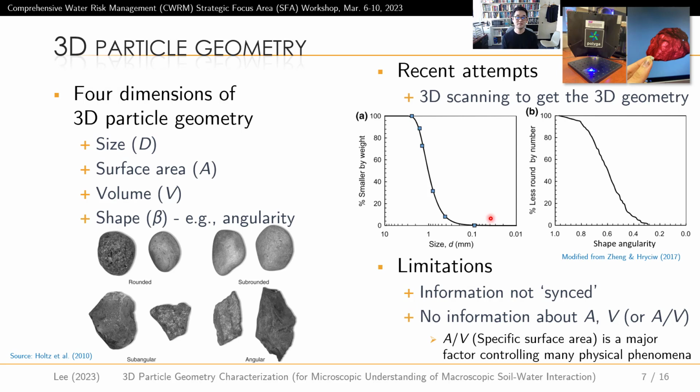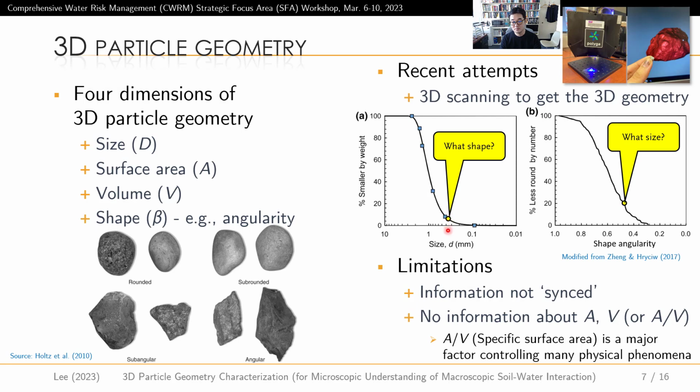Now we can better characterize the particle geometry, but there are still some limitations. First, the information is not synced. For example, if I want to determine the particle shape of this particular size, I cannot, because this information is not synced to the plot on the right side.